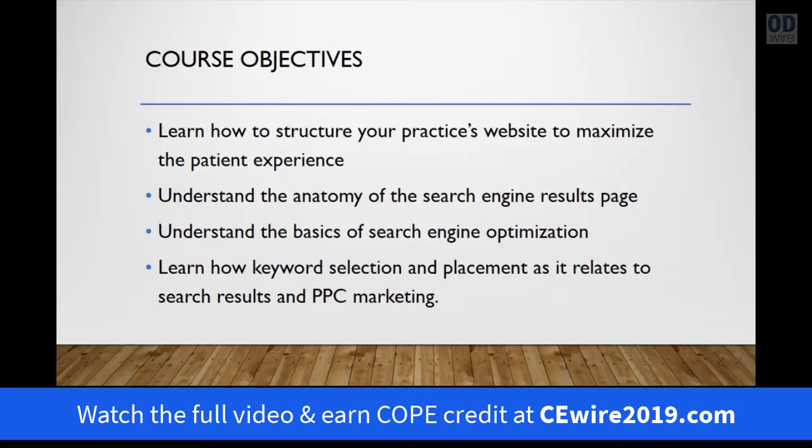During the course of the talk, we'll talk about a few different things. First off, we'll talk about your practice's website and how to maximize your patient's experience, both online through search engine optimization, through mobile devices, and so forth. We'll talk about the anatomy of the search engine's results page. When you're talking about Google and Bing and Yahoo, these are all different search engines, and a lot of them have very similar characteristics in terms of how they're laid out. So we'll talk about the basic anatomy of those. We'll also talk about the basics of search engine optimization, or SEO as it's known, and then lastly about keyword selection and placement as it relates to search results and something called pay-per-click marketing.